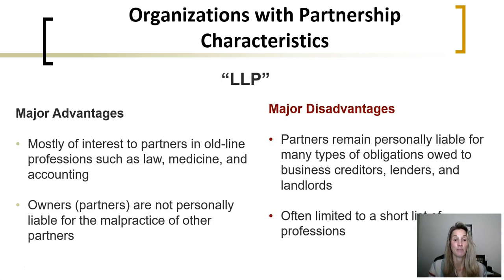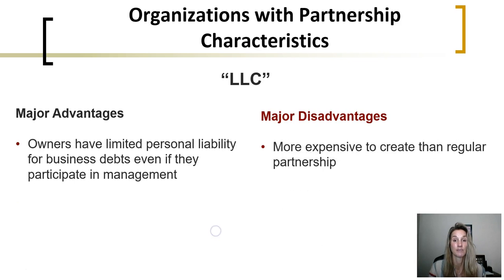An LLP, major advantage, mostly of interest to partners in the old line professions, service professions such as law, medicine, accounting. The partners or the owners are not personally liable for the malpractice of other partners. They're limited to the liability of themselves. Major disadvantage, partners remain personally liable for many types of obligations owed to the business creditors, lenders, and landlords. And it's really often limited to a very short list of professions.